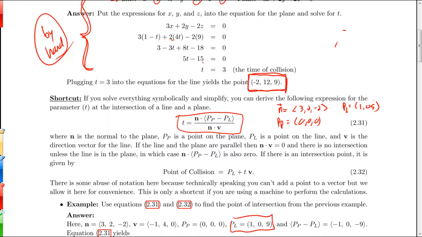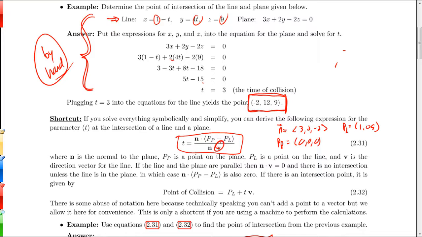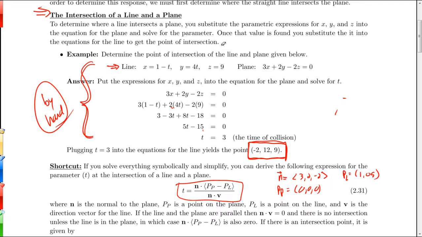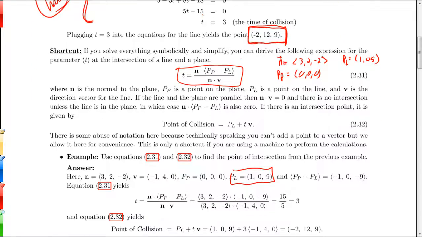All right, and I think we've got everything. Oh no, we need the direction vector for the line. The direction vector for the line is just negative 1, 4, and then a 0. So now we have all of our parts. Look, getting all these parts correctly without errors is tricky enough. Then you have to do all the addition and subtraction. So I have n, I have v, I have p, the point on the plane, and the point on the line.